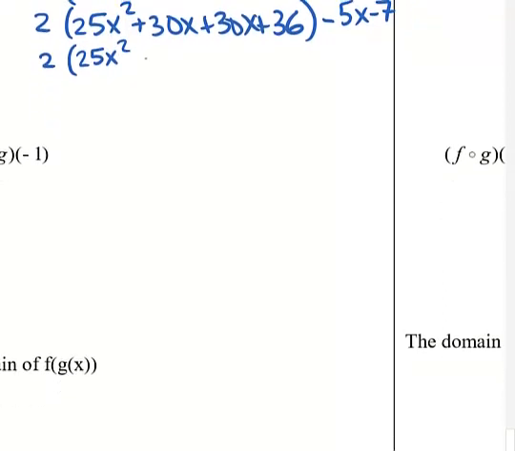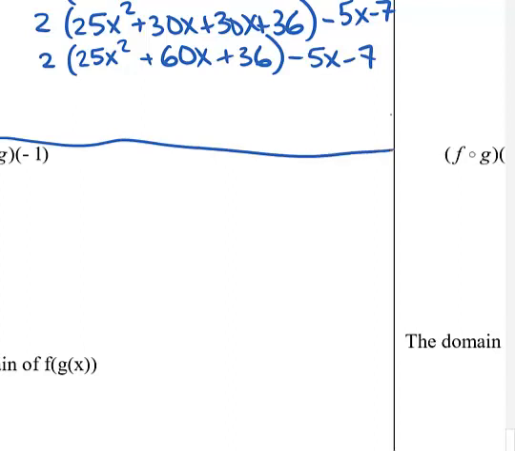The 30x and the 30x can make 60x. And then plus the 36. Alright, and then I'm almost done. I just have to distribute the 2, and then I'll combine like terms. If I distribute the 2, I get 50x squared plus 120x plus 72 minus 5x minus 7.